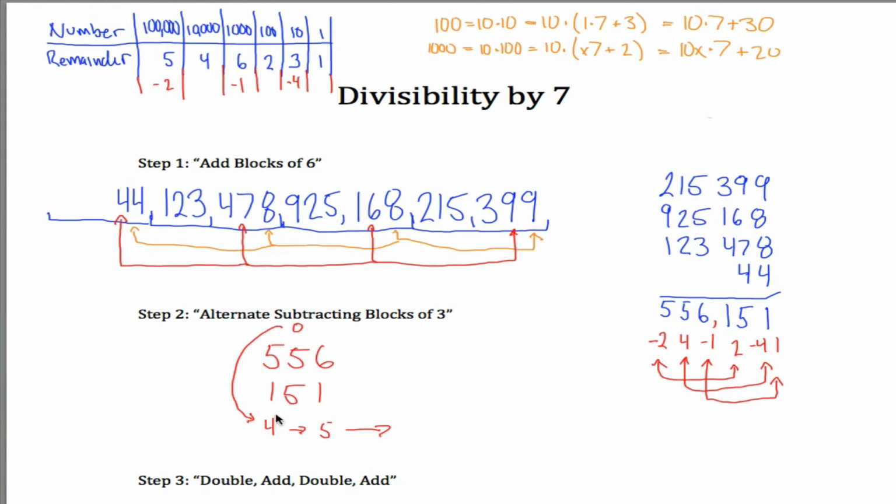So this 4 right here really represents 4 negative 2's. Right, I had 5 negative 2's, and then I also had 1 positive 2. So in net, I have 4 negative 2's. This 4 right here represents 4 negative 2's.